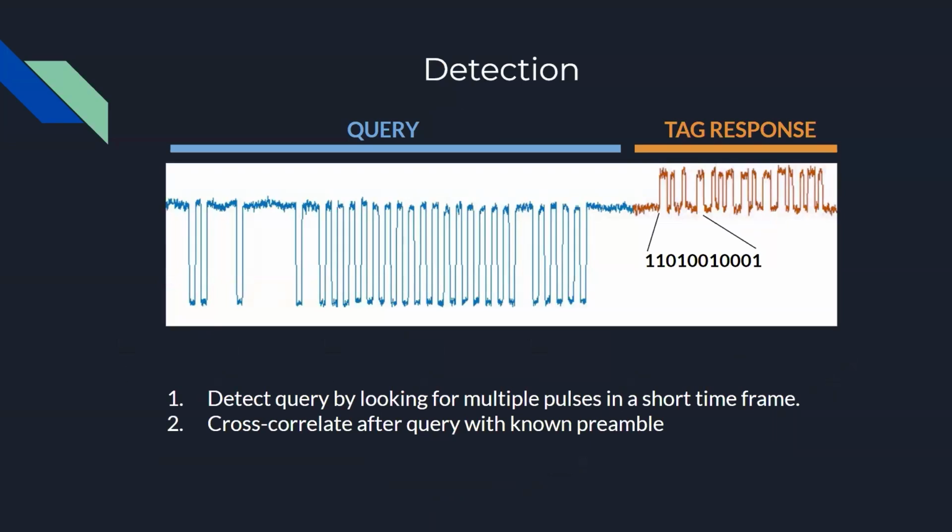This is how the signal looks. Here we've got our transmission. Our transmission is what enables the tag to work and gives some information about the coding that we will use. And here's the tag response.